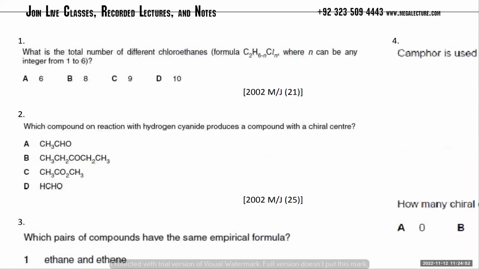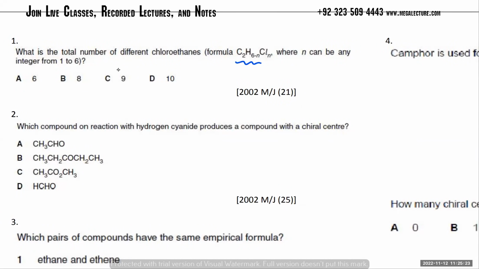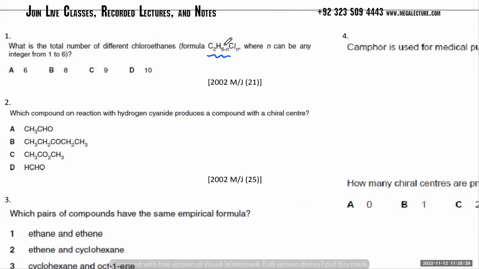ठीक है. Now over here he's saying what is the total number of different chloroethanes that are possible where n can be any integer from 1 to 6. So he's saying find out how many different chloroethanes you can form where n could be any number from 1 to 6. So if n is 1, तो क्या formula होगा? If n is 1, this is going to be C2H5Cl, right?